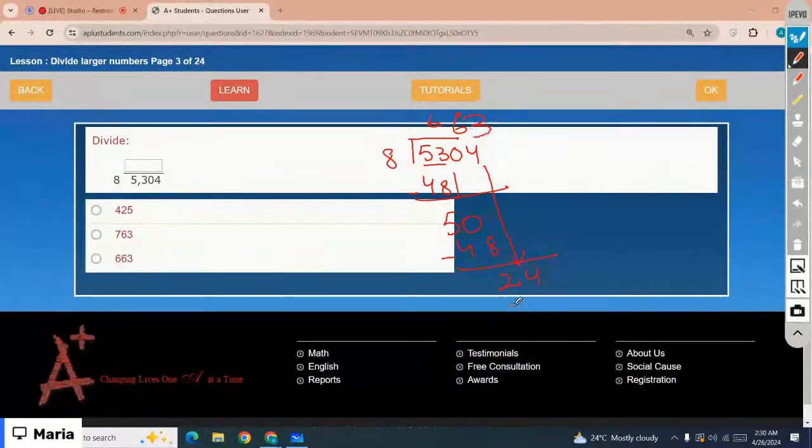Stop making guesses. I know no one has a notebook and pencil so that you can do the practice questions. The correct option is 663. That is option number 3.